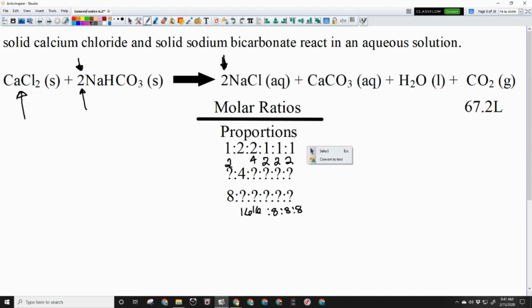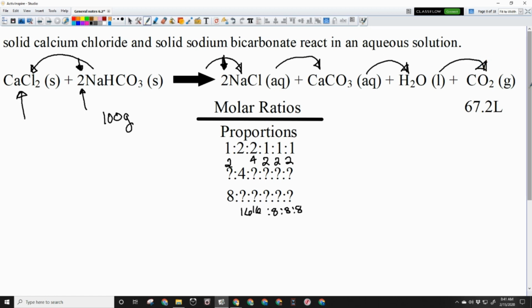Okay, and so why does that keep coming up? Why is this important in chemistry? It's important because if I know how much sodium bicarbonate I put into this reaction, let's say I have 100 grams of sodium bicarbonate, I can calculate how much calcium chloride I'm going to need. And I can calculate how much sodium chloride, calcium carbonate, water, and carbon dioxide I'm going to get.